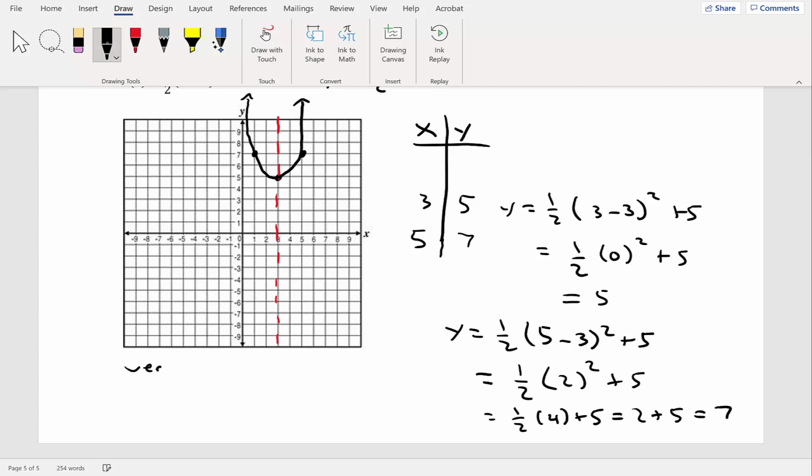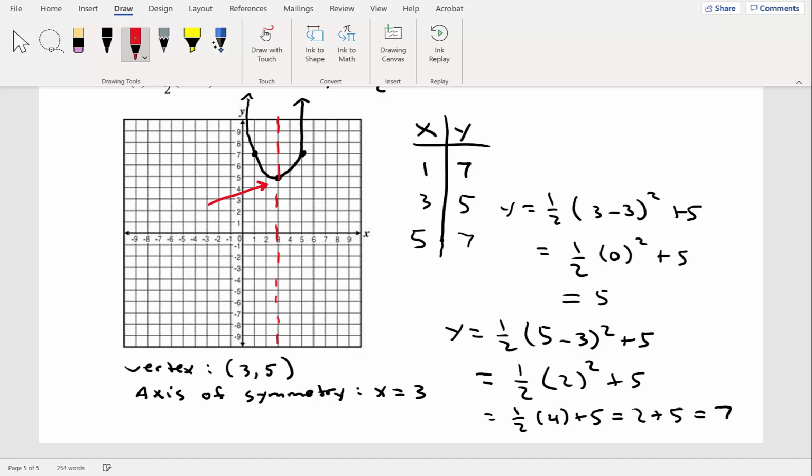And now we have our graph. So our vertex is 3, 5. Axis of symmetry is x equal to 3. And in this case, we do have a lowest point that this graph gets to, which means we have a minimum value of whatever our y-coordinate was in the vertex, which is 5. So we have a min value of 5.